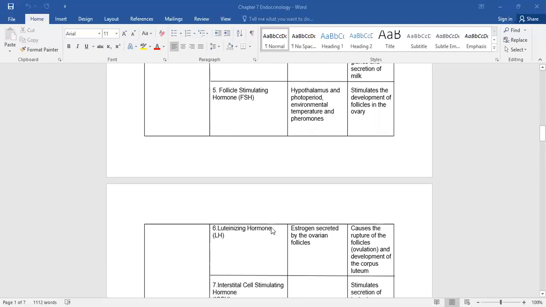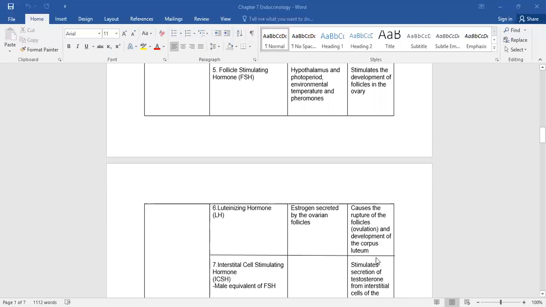And then we have the luteinizing hormone or LH. It's usually the estrogen secreted by the ovarian follicles because this is the one that signals, okay, once the estrogen is being released, that means the Graafian follicle or the mature follicle has been released also. So that's a signal to the anterior pituitary glands to release luteinizing hormone in order for it to produce the corpus luteum. It causes the rupture of follicles and development of the corpus luteum.